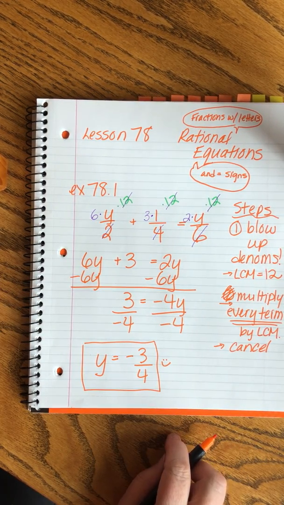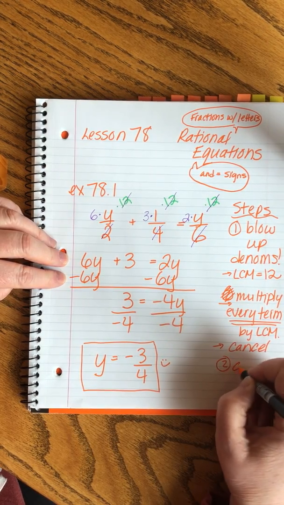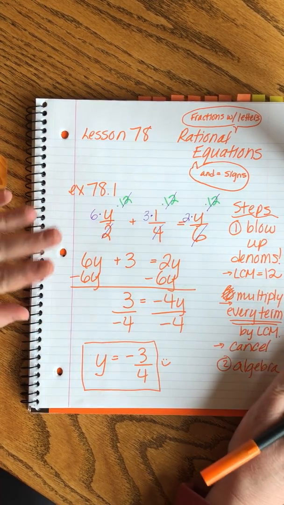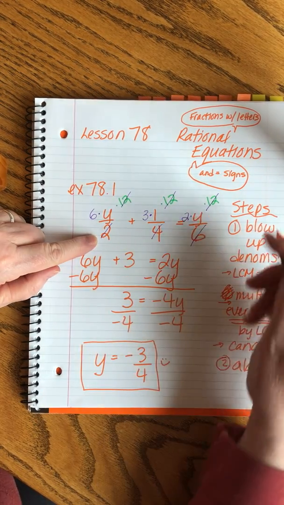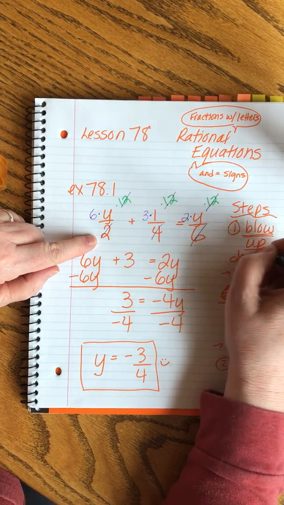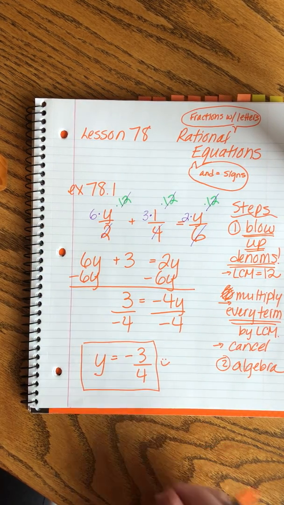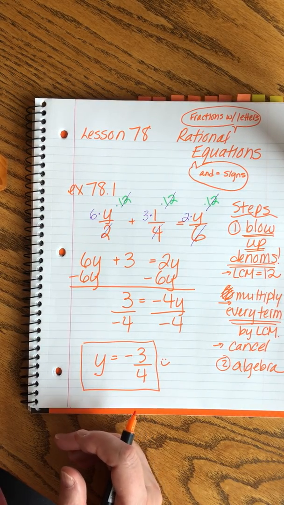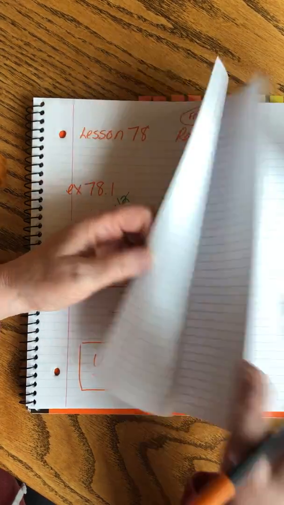Okay. So once we blow up the denominators, it's just algebra. Okay? But the good news is that when we have equal signs and denominators, we can blow them up. We don't just have to make them match and live with it. We can actually get rid of them. And that's why I really like rational equations. I like getting rid of my denominators.